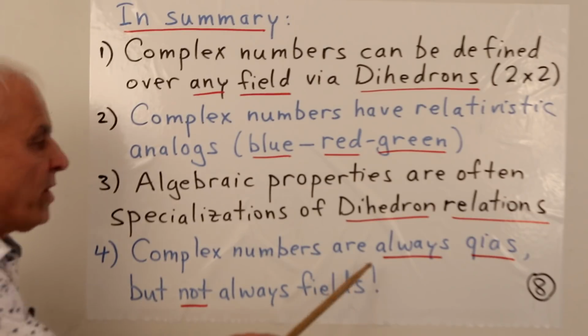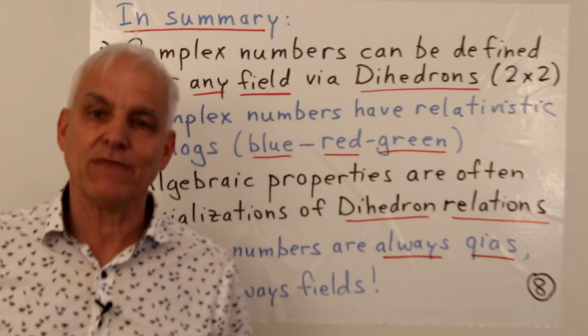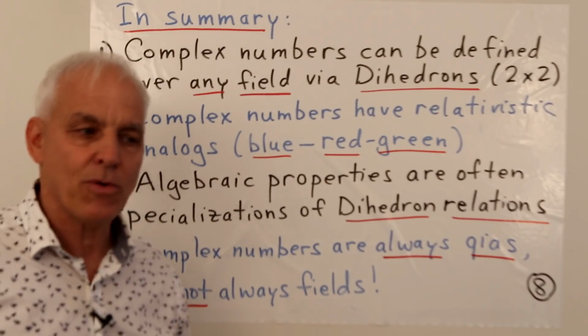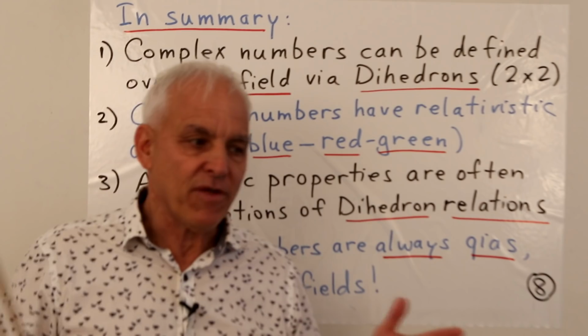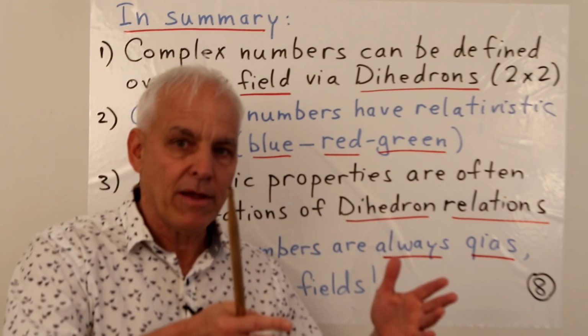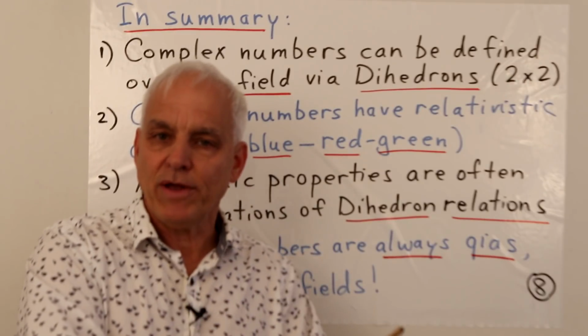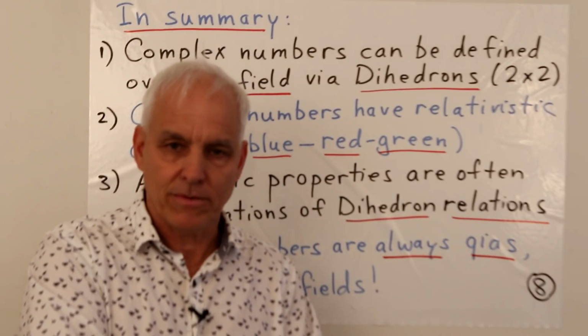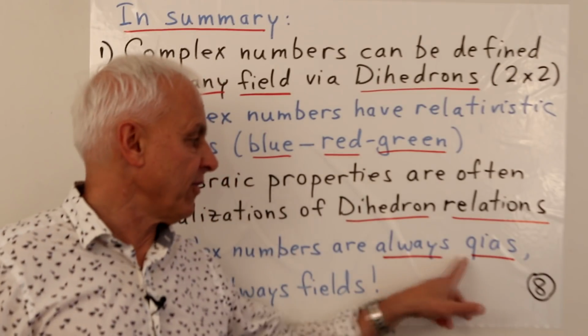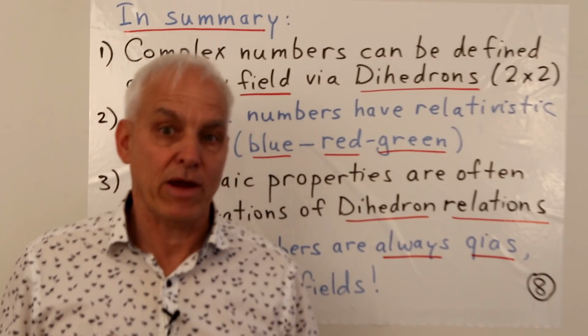Complex numbers are always quasi-quadratic inverse algebras, not always fields. So we have to let go of this preoccupation with fields as the only sort of reasonable environments for doing nice arithmetic. No, okay? So there's broader arenas, and this is a very nice alternative framework.